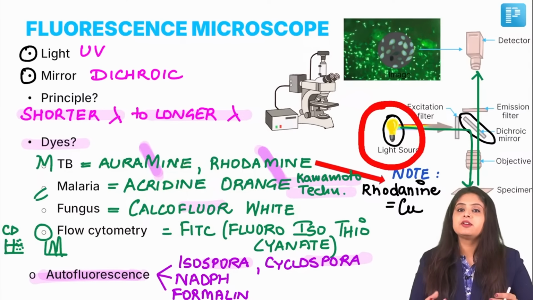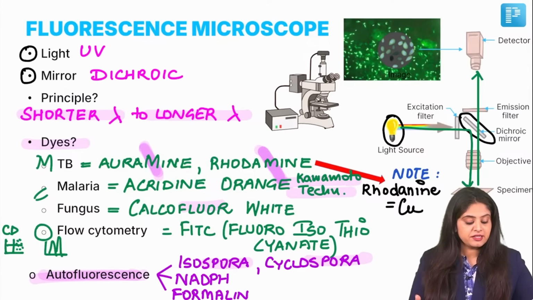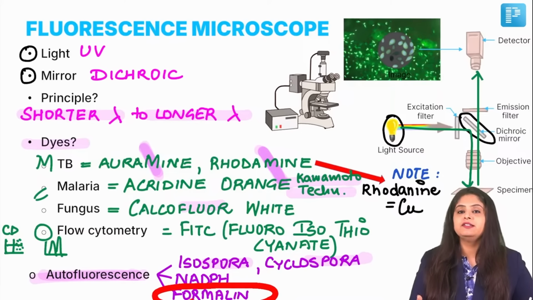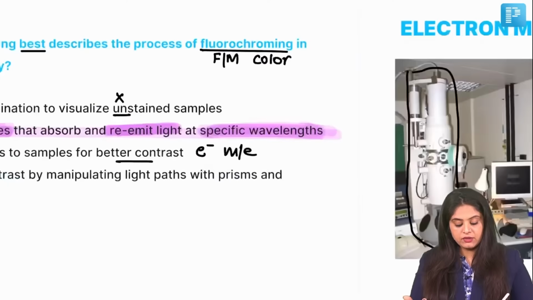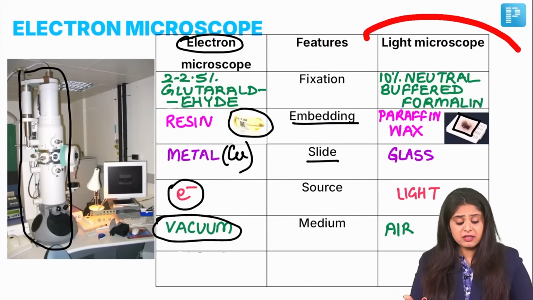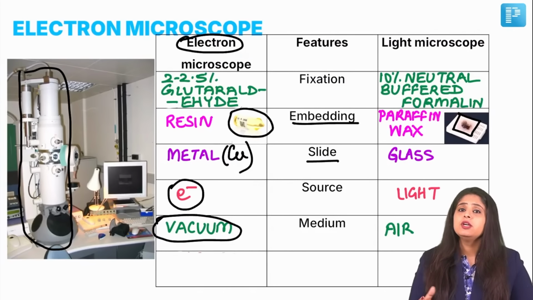You only put them in ultraviolet light, they will start shining. Second, formalin also shines. But ma'am, I have a question. Here, if you ask me, on electron microscope, let's start with this. For light microscope, you were sending me the sample in formalin, right?